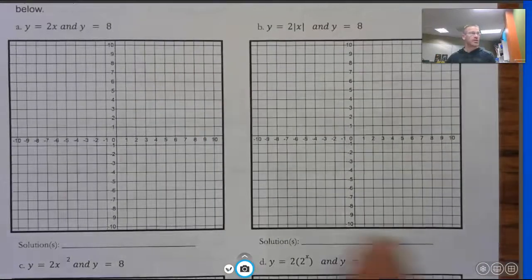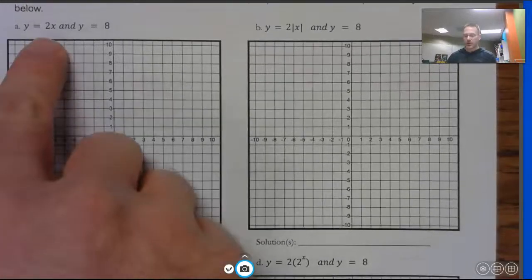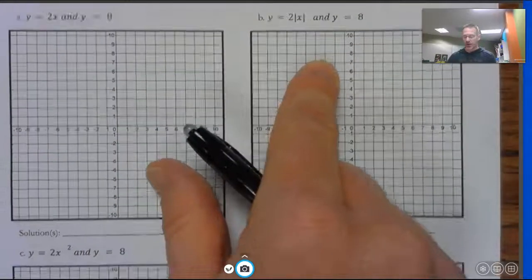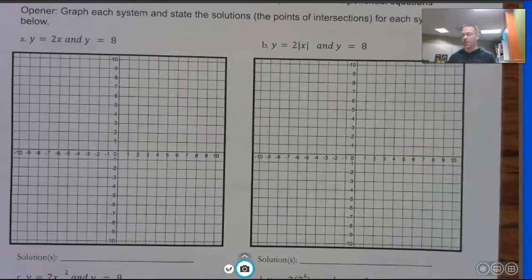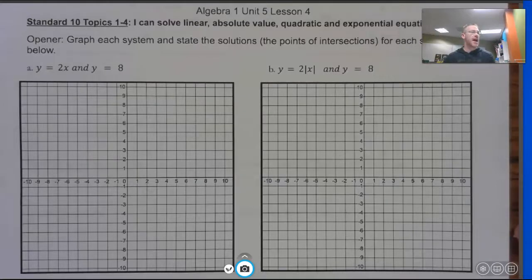But what I want you to do is go ahead and graph A, B, and C, because you should know how to graph your linear function, your horizontal line, your absolute value function, and your quadratic function. And then I'll go through D with you. So pause the video, do those three graphs, flip it back on, and let's see how you did.